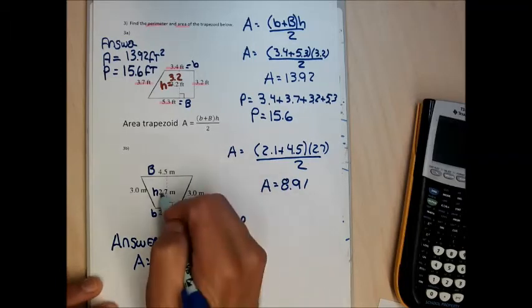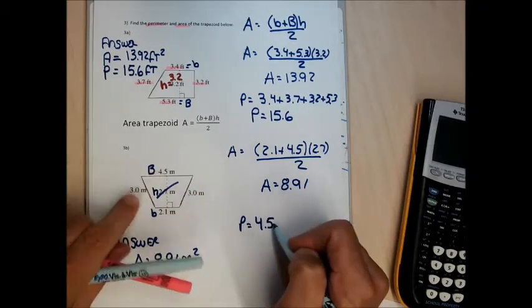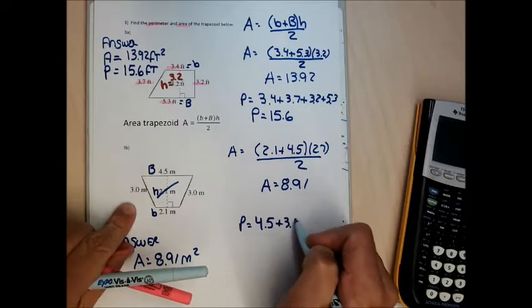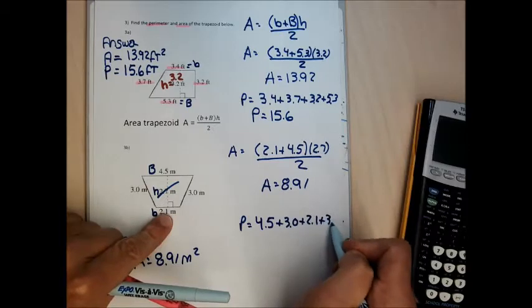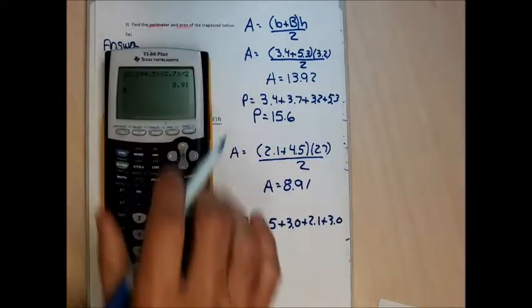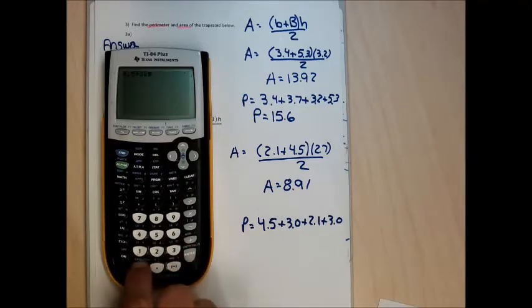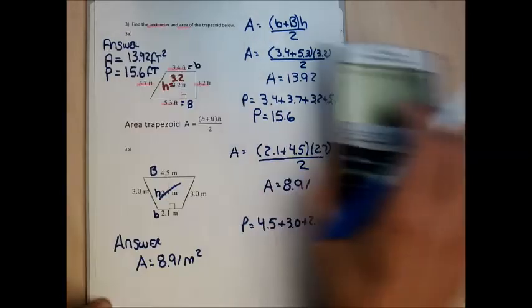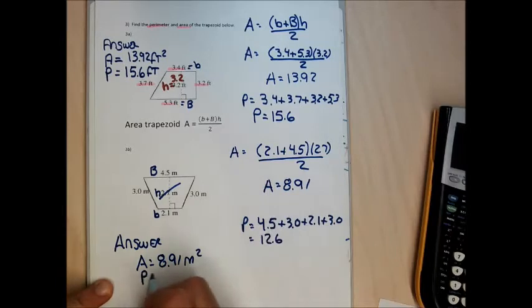For the perimeter, I just add up the sides: 4.5, 3.0, 2.1, and 3.0. Probably could do that without my calculator, but it's silly to do it without my calculator because I'm just going to make a mistake that I don't need to make. I get 12.6 for the perimeter. In my answer, I'm going to say the perimeter is 12.6 meters.